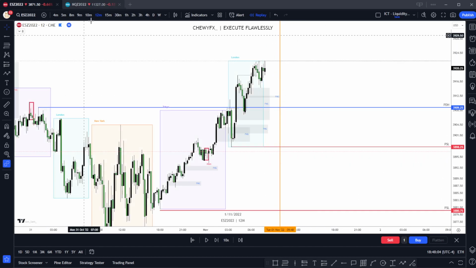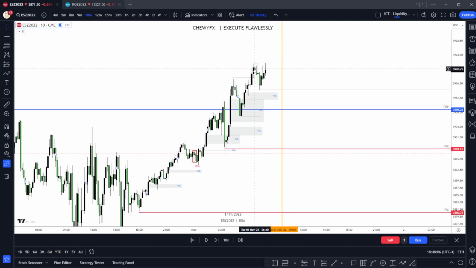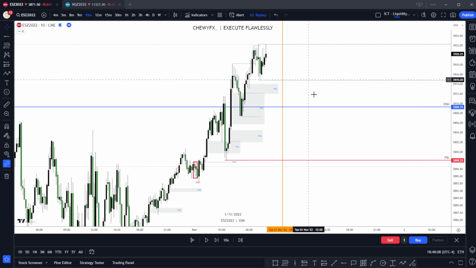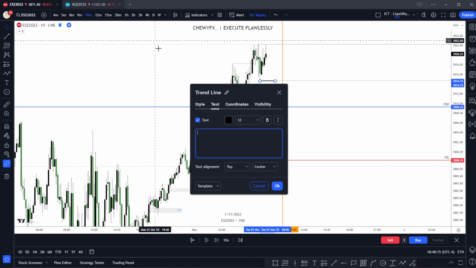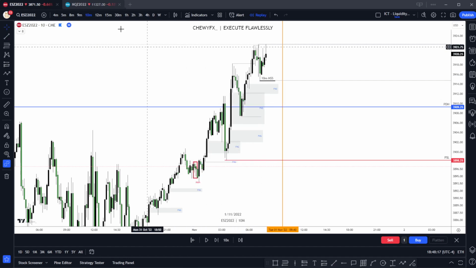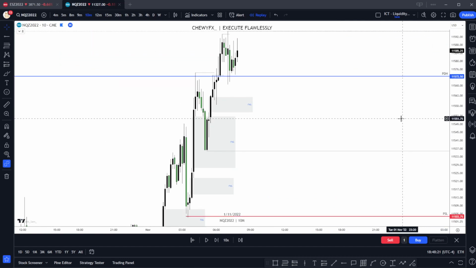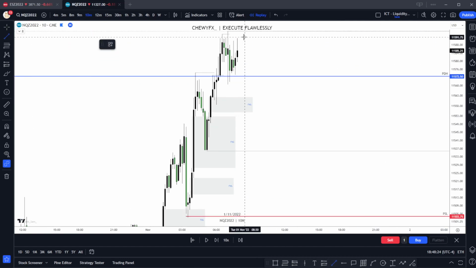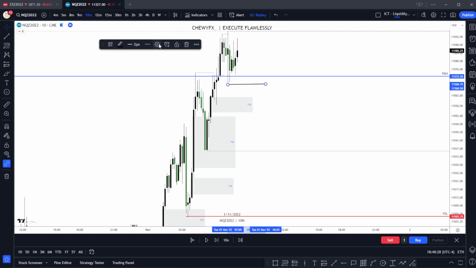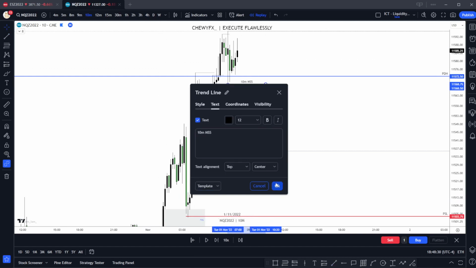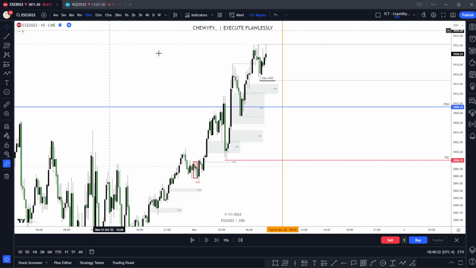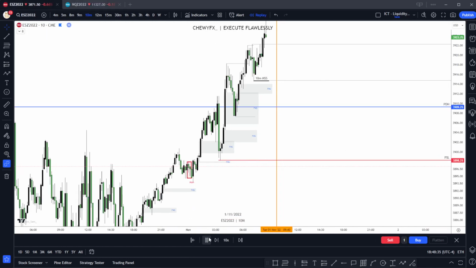So now we want to go down to the 10-minute time frame, and we want to look for a bearish 10-minute market structure shift. So the next bearish market structure shift is going to be here. And then let's do the same for NASDAQ. Okay, let's play it out.